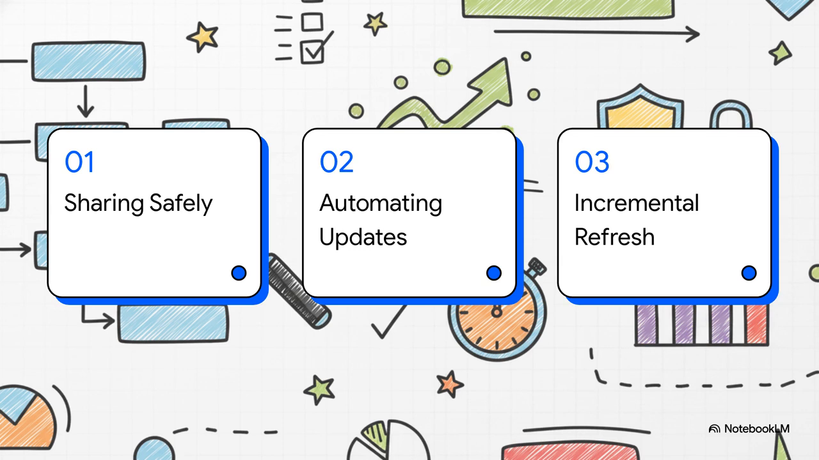Okay, let's dive into our roadmap for today's explainer. We'll start with sharing your project safely. Next, we'll look at automating your data updates. And finally, we'll cover the incremental refresh advantage.